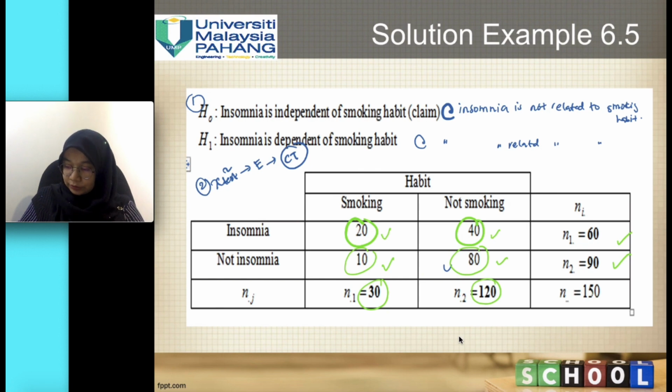Okay, this one total row 1, total row 2. Total column 1, total column 2. And then, you total all. Overall total, you'll get 150. So this is your contingency table. You must have this contingency table in your answer sheet. Okay, next, after you total the row and column, we want to find the E.